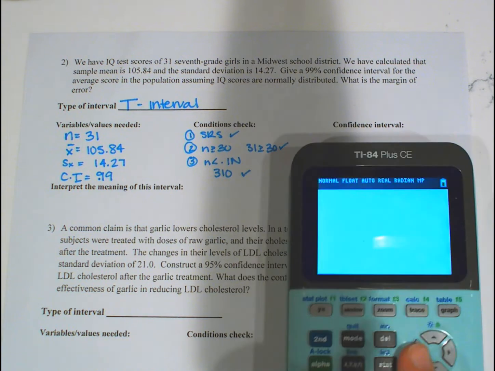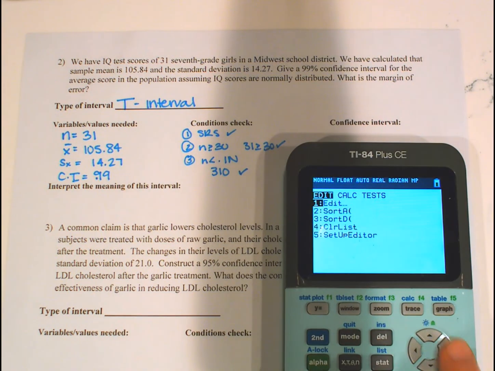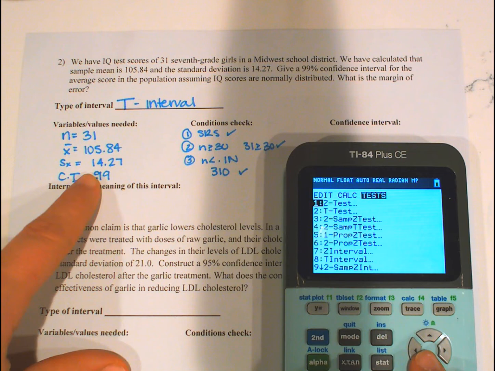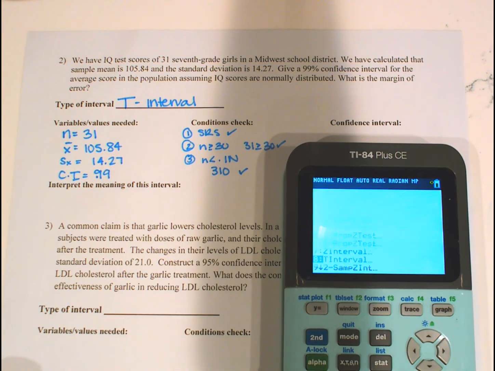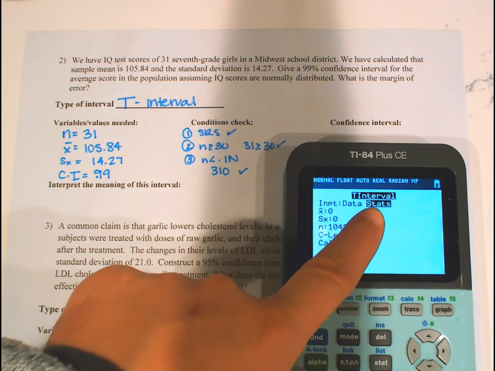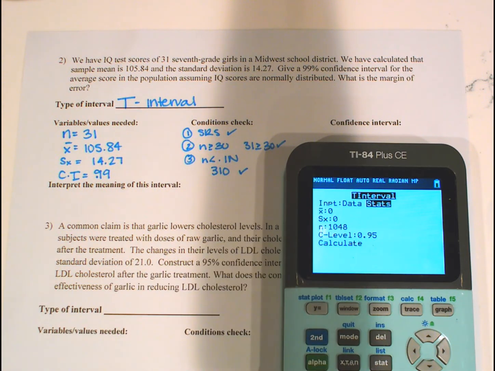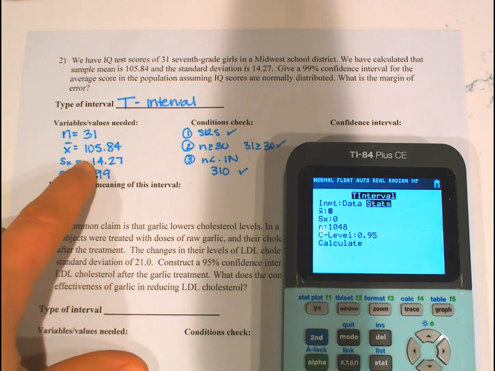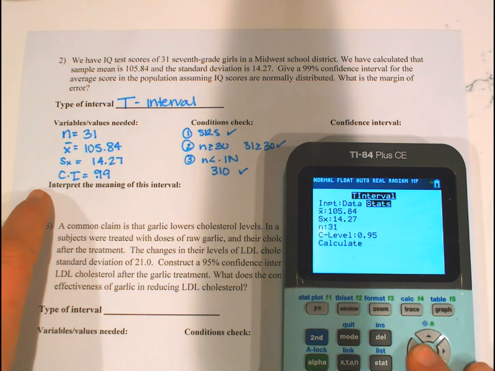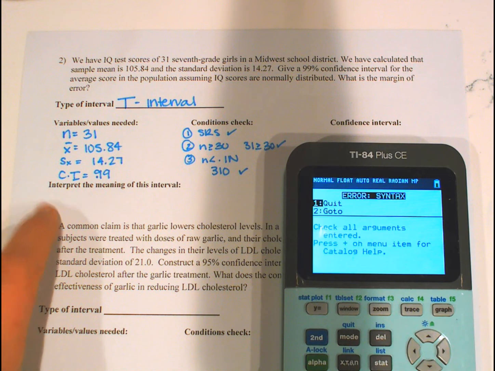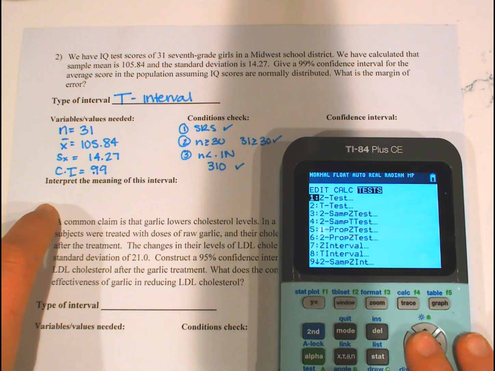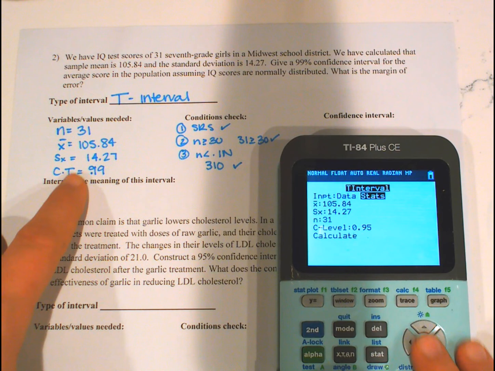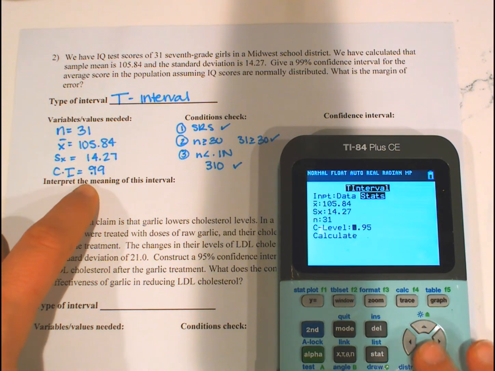So I'll go ahead and go over to my calculator. I hit stat, go over to test. Because I'm given a mean and a standard deviation, I'm running a t-interval. And then I want to make sure that I'm inputting stats. I don't have data in my list, so I'm just inputting the values that I have. So my mean is 105.84. My standard deviation is 14.27. My n value is 31. And I want to be 99% confident. And I messed that up, so 14.27, 31, 0.99.